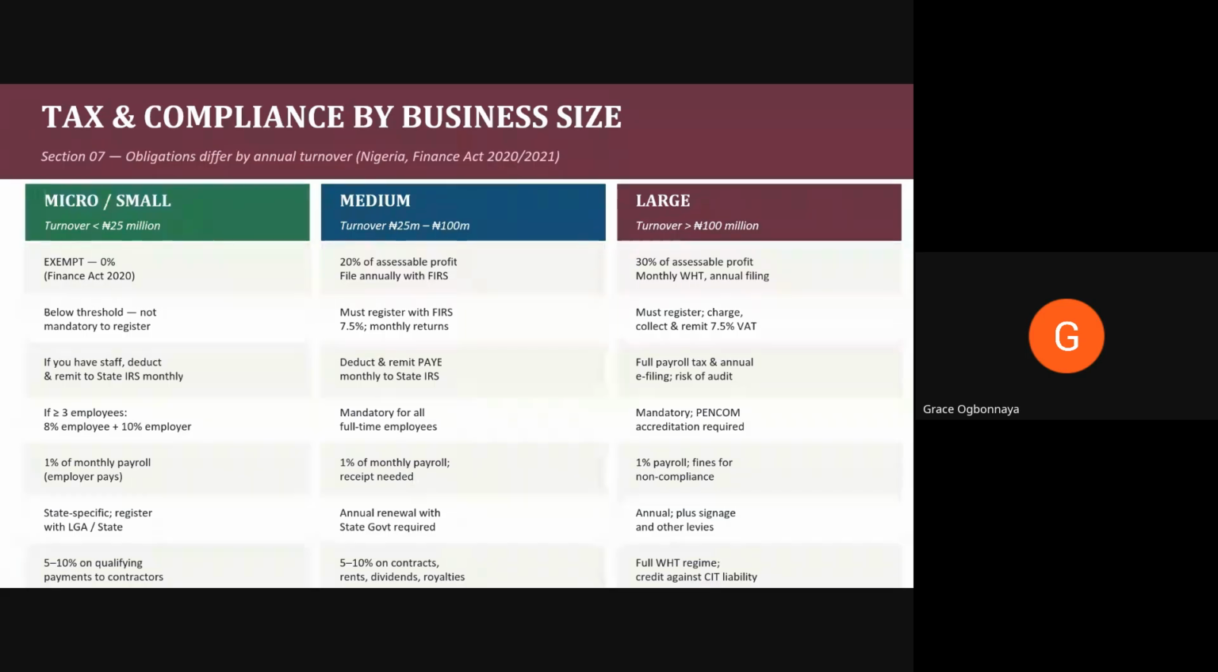And I think now with the new regulation, you're only expected to pay tax if your revenue is greater than 100 million naira. You're expected to pay tax and VAT. That's CIT. WHT, withholding tax, and you're expected to also remit VAT as well. And if you are paying staff, you need to do PAYE. You also need to register with PENCOM if your revenue is above 100 million. If it's below 100 million, it's not a requirement, but there are some registrations that you need to make.